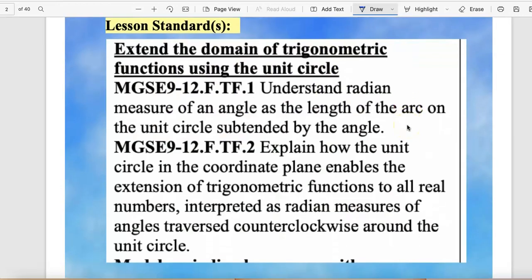Our standard for our lesson is to understand radian measure of an angle as the length of the arc on the unit circle subtended by the angle. Our second standard is to explain how the unit circle in the coordinate plane enables the extension of trigonometric functions to all real numbers, interpreted as radian measures of angles traversed counterclockwise around the unit circle.